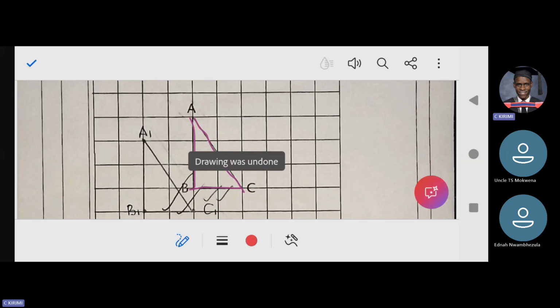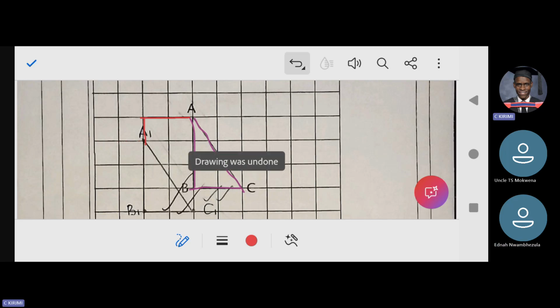So from A, the original shape, you move 2 boxes to the left, then 1 box down. You mark that point and you label that point. It's the image of A. So that A, which you are putting with the apostrophe on top, A prime, means the image of A. So you do the same for B.